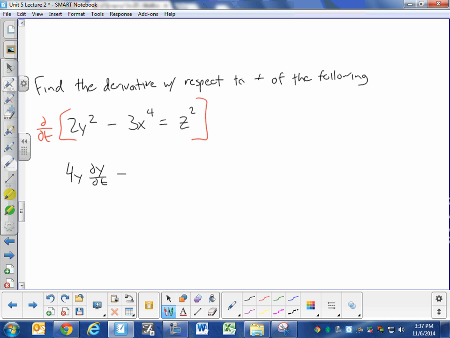You'll start noticing a pattern. It's just every single variable that's not a t, you got to put the d of that variable over dt after it, including z's, just like that. All right?